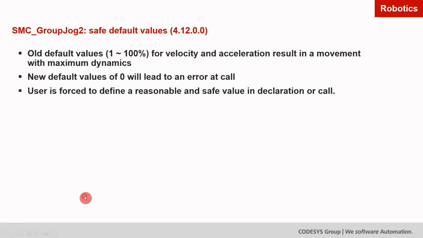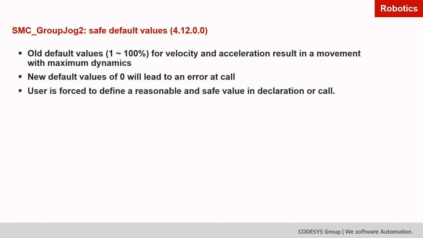Another change has been made to SMC group jog2. This is used to jog individual axes of the axis group or the whole axis group itself. And up to now, the default value for the block input speed and acceleration and jerk was 100%, which means that if you simply use this block without setting its inputs, then you have always driven at full power. Of course, this is usually unwanted and even sometimes dangerous.